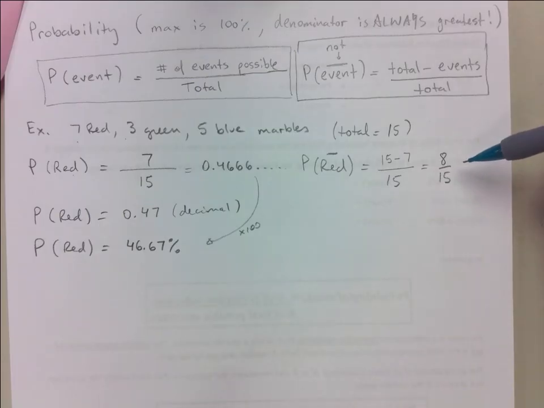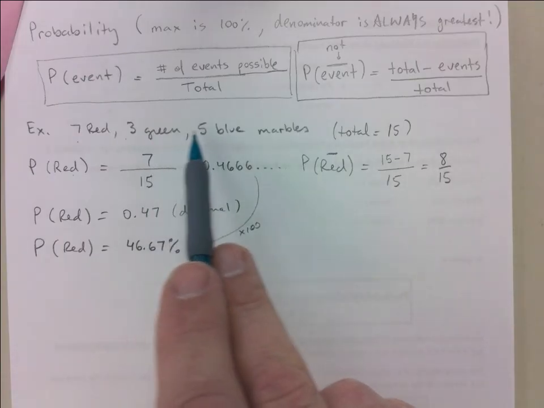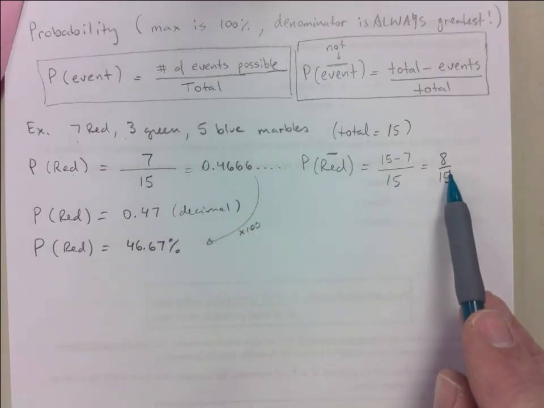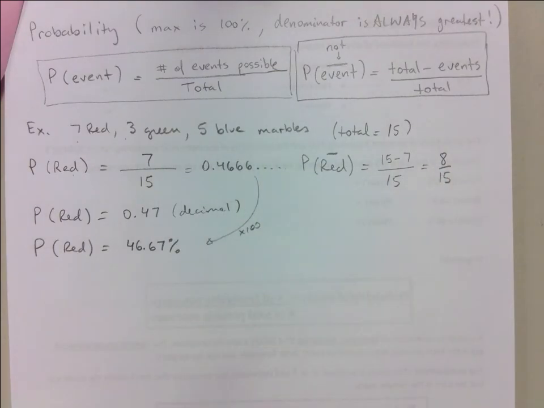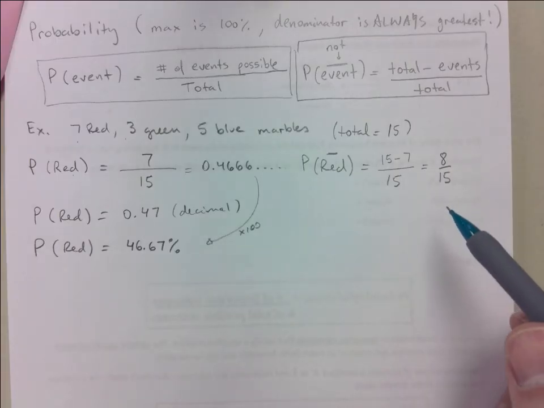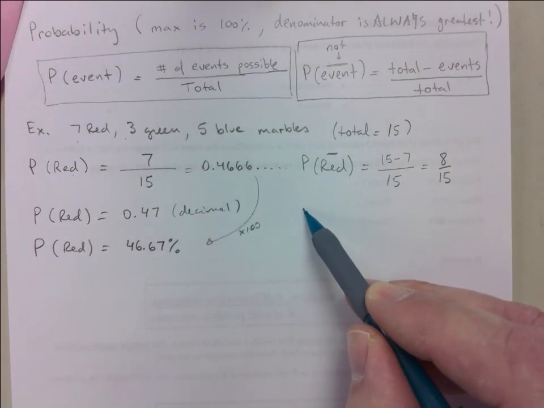Some of you are looking at this and you're like, wait a minute, Mr. Erickson, couldn't I just, I see that it's 3 and 5 is 8. Like there are 8 that are non-red. Can I do it that way? Absolutely. So it depends on how much information is given to you.